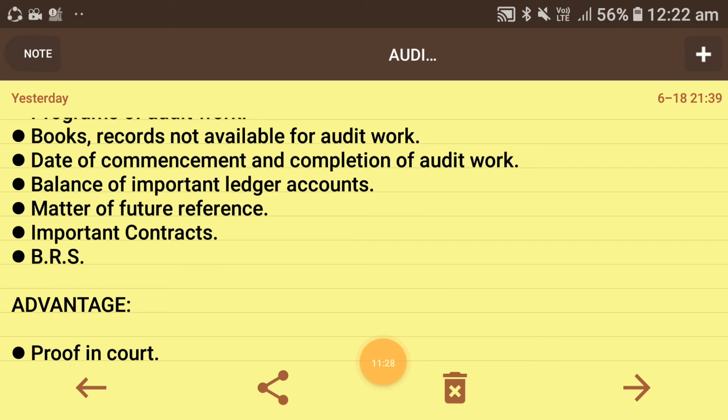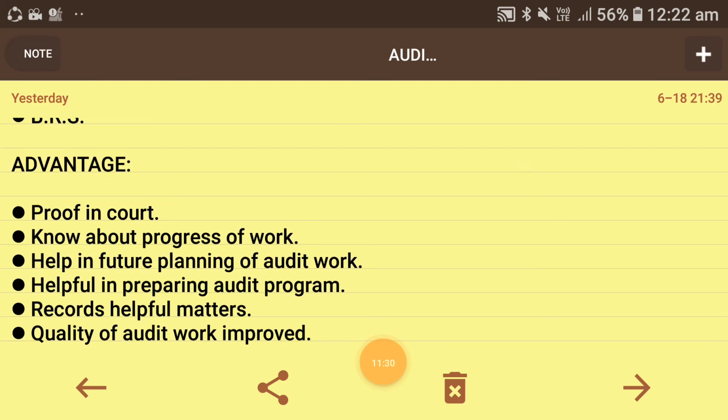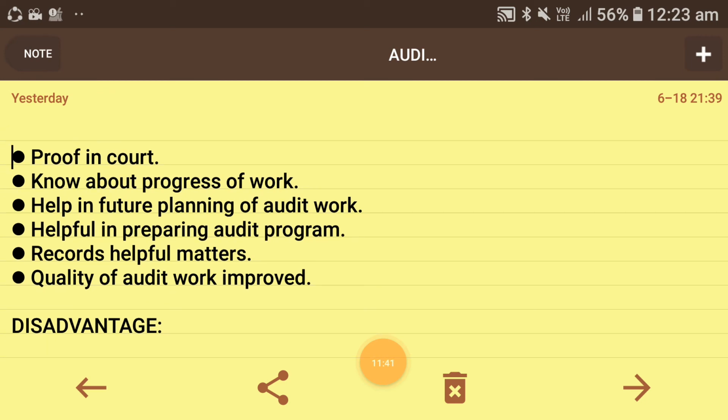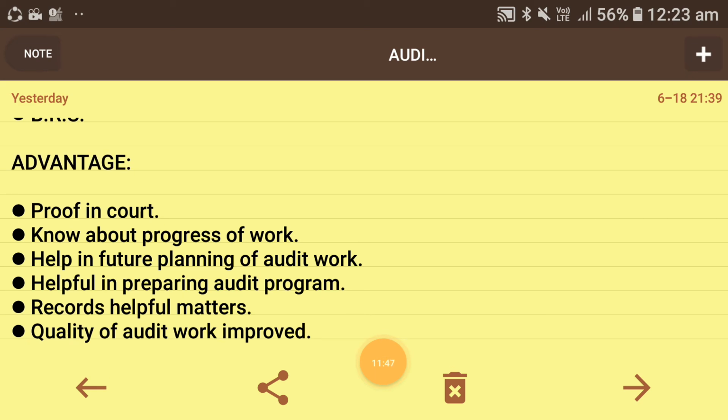Audit notebook has several advantages too, like a proof in court, knowing about progress of work, help in future planning of audit work, helpful in preparing the audit program, records helpful matters, and quality of audit work should be improved. It also has the advantage of being free from danger of changing figures. Like, I have recorded some figures, and after my auditing work is completed, they have changed the figure. So it could be held as proof that I have noted this figure, so it is correct. You have changed this figure, so you have done a fraud. So audit notebook is a very important thing that should be made by each and every auditor.